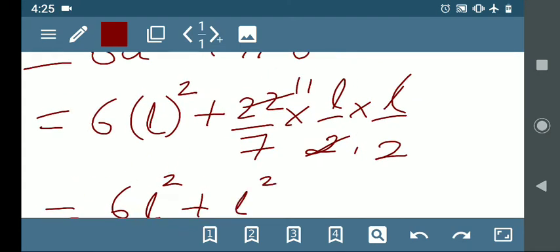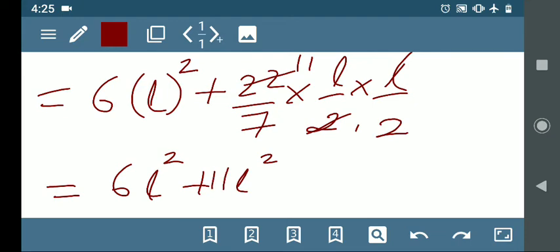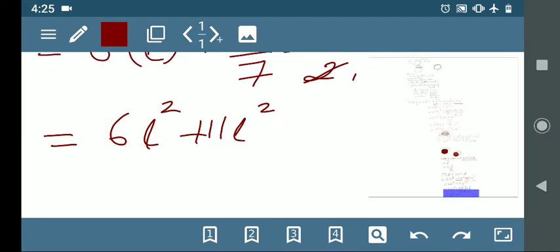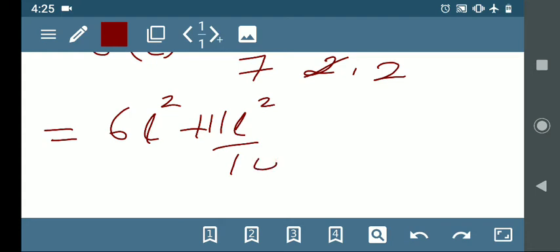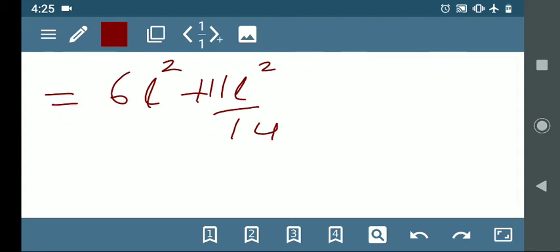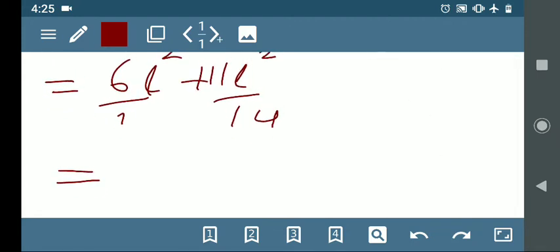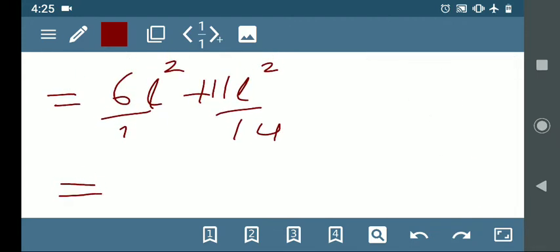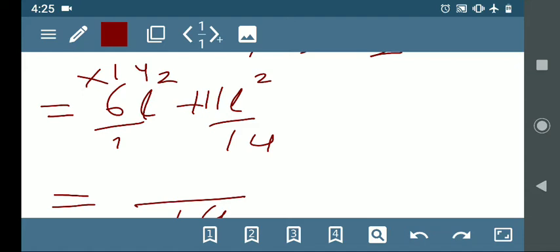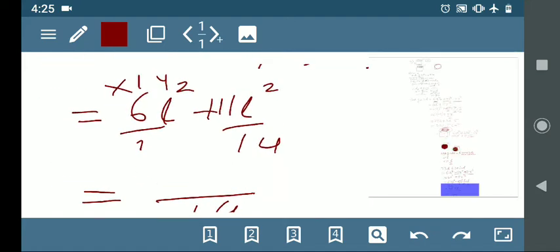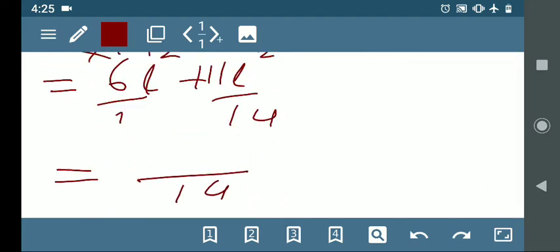So now take down the LCM. Here we have 1. LCM is 14. Multiply this with 14. 14 sixes are 84. So we have 84 L square plus 11 L square, which is equal to 95 L square divided by 14.